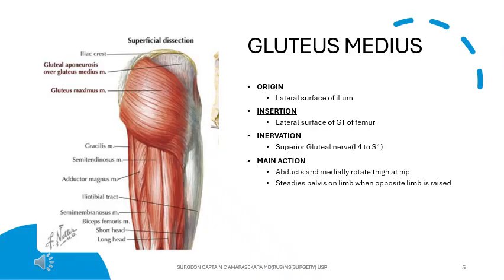So, understanding its anatomy helps correlate lateral hip pain, gait disturbances, and post-surgical changes with radiological findings. Next, we'll explore the gluteus minimus, its anatomical course, functional role, and how it complements the medius in maintaining pelvic stability and hip control.